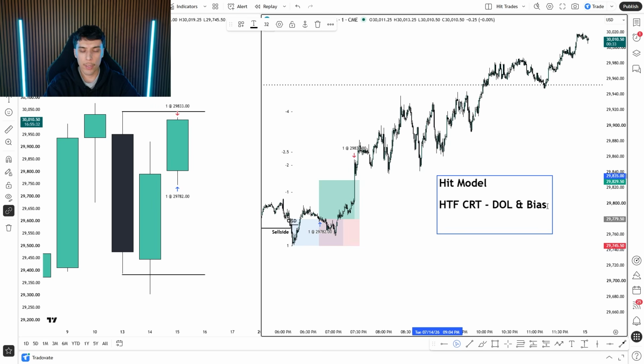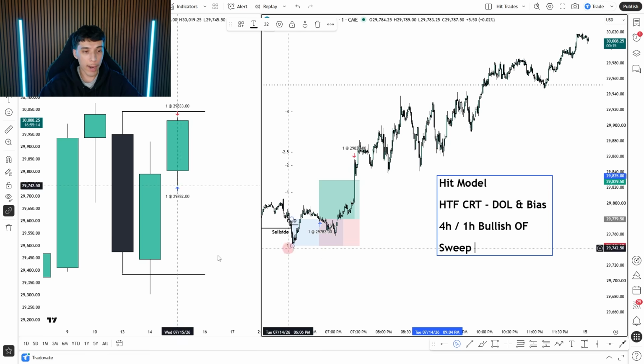Then I want to see if there are any other key levels. In this case, we had our 4-hour and our hourly bullish order flow. So price was respecting the down close candles on the higher time frame, which gives confluence for price to deliver higher. Then I'm going to drop down to a lower time frame and I want to see another sweep. So we have our higher time frame sweep in the CRT, and then when I drop down, I see a lower time frame sweep.